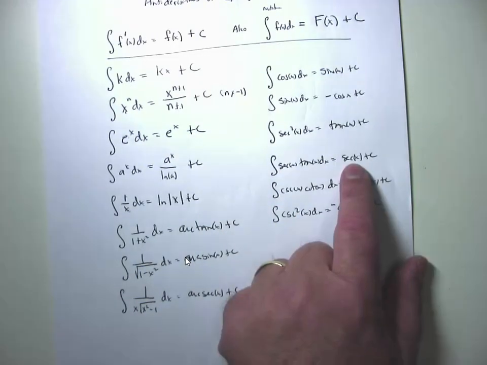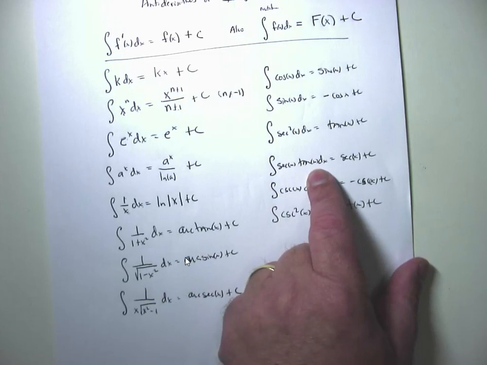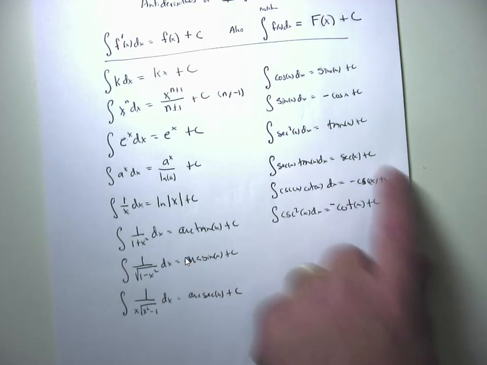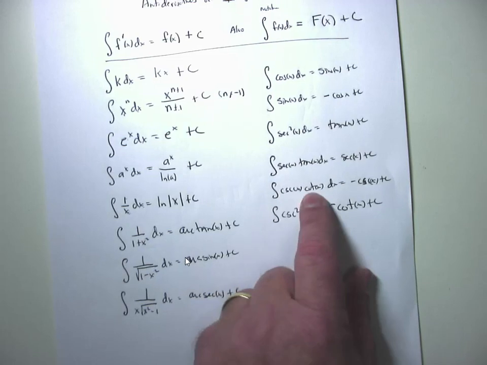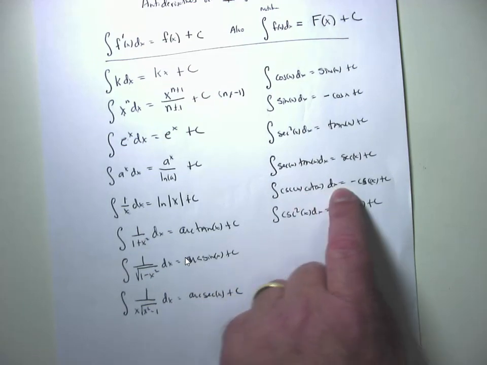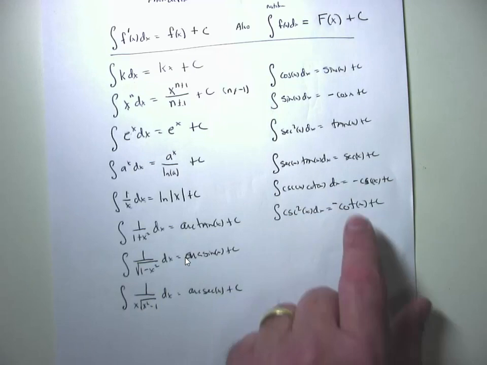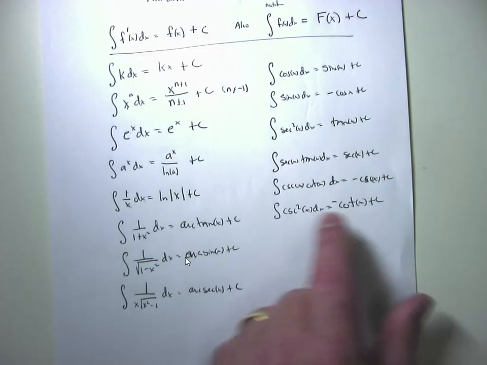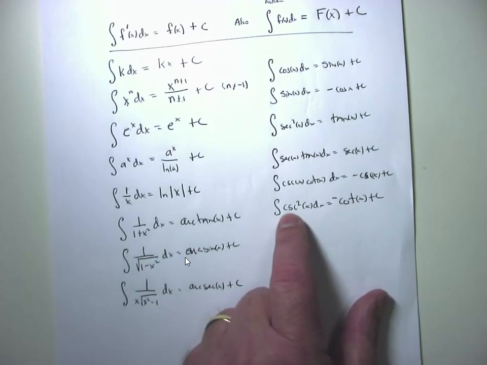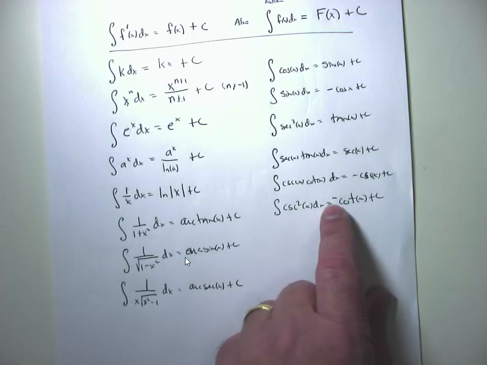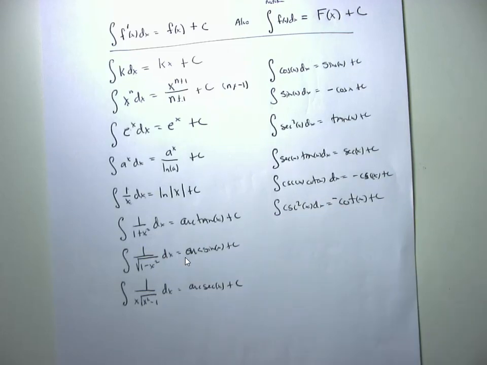The derivative of secant of x is secant of x tangent of x. Hence, the integral of secant of x tangent of x dx is secant of x plus c. The integral of cosecant of x cotangent of x dx, for the same reason, is negative cosecant of x plus c. And since the derivative of cotangent of x is negative cosecant squared, therefore the integral of cosecant squared of x dx is equal to the negative cotangent of x plus c.